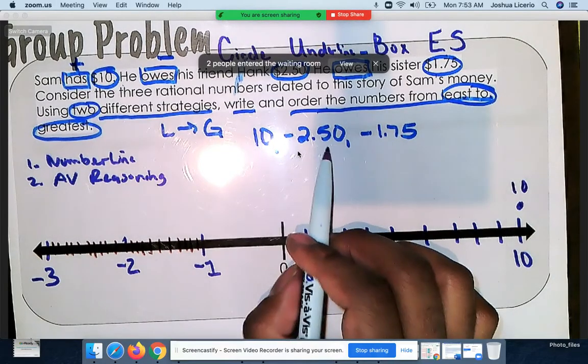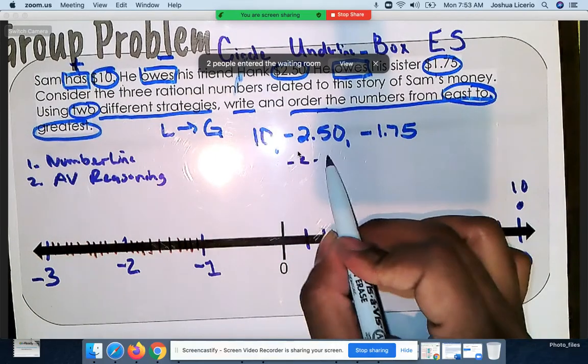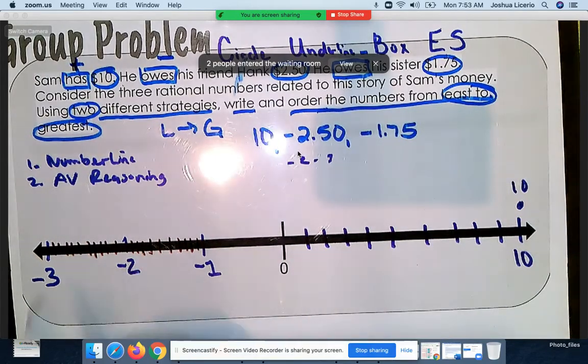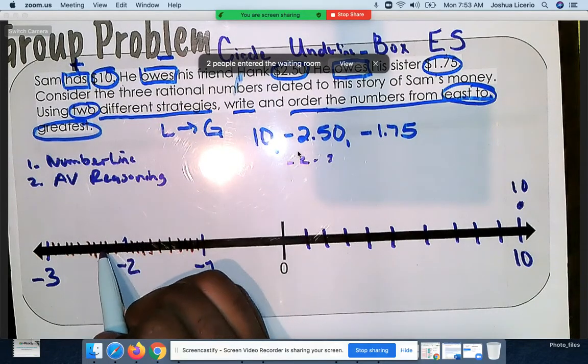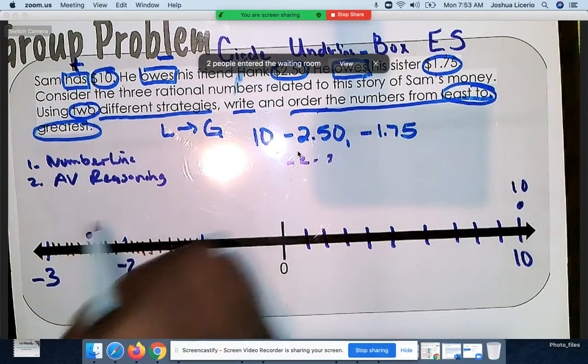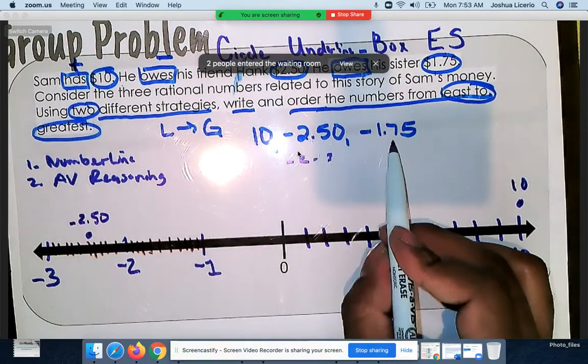Negative $2.50. I know that's between owing $2 and owing $3. Get to $2, count to the left for 50 cents, 10, 20, 30, 40, 50, is right in the middle. Here is negative $2.50.